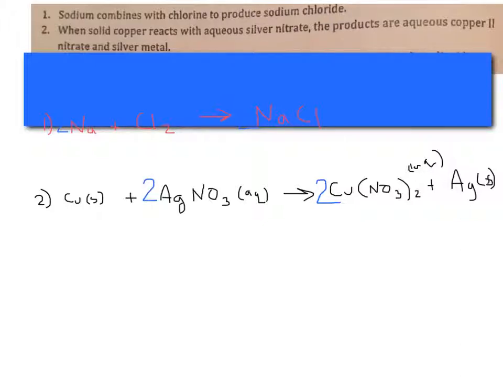We did not want a 2 there. That should be crossed off. So now we have 2 silvers and 2 nitrates, which means our silver now needs 2 in front of it. So now we have 1 copper, 2 silvers, 2 silvers, 2 nitrates, 2 nitrates. I believe this one's balanced.